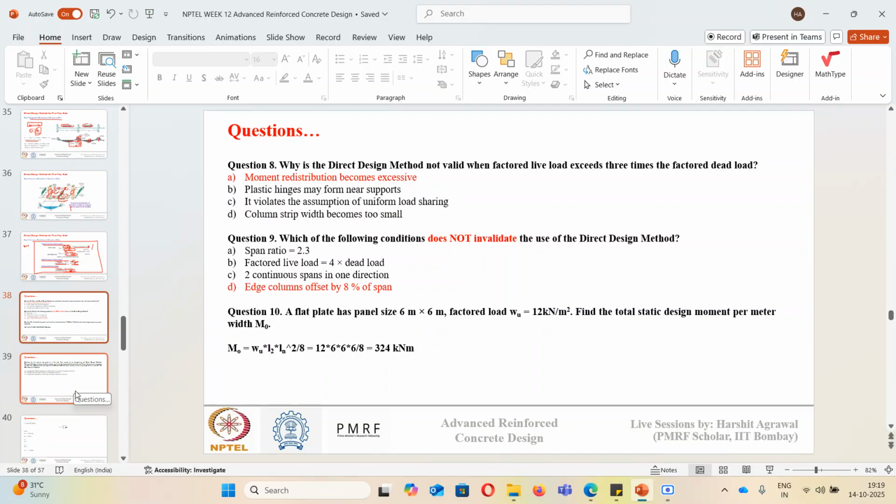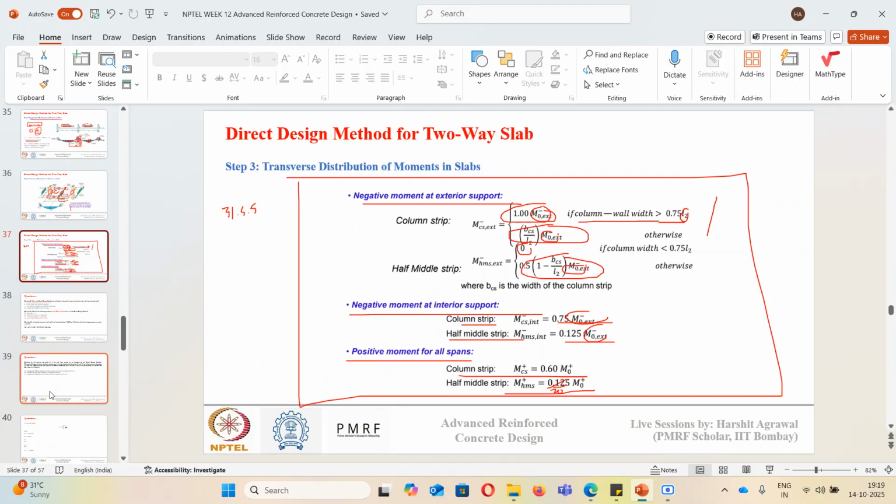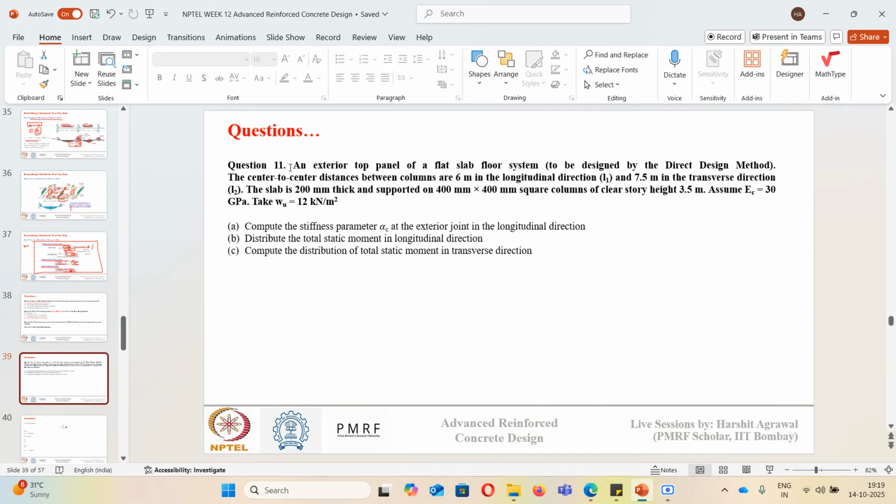Okay, now let's see one proper numerical where we'll see how distribution is done. So this is the question. Just read the words. Exterior top panel of a flat slab floor system to be designed by direct design method. The center to center distance between columns is 6 meter in longitudinal direction and 7.5 meter in transverse direction.